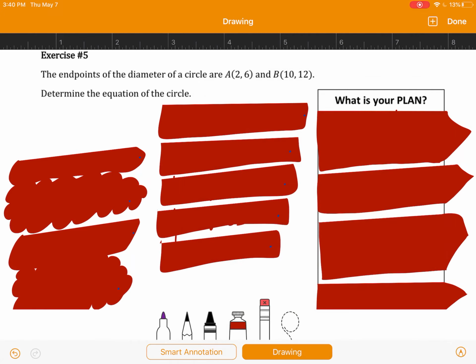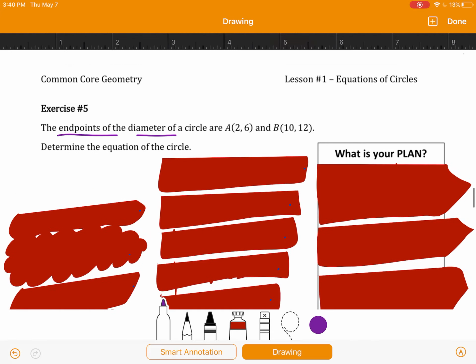So let's take a look at this question. It's asking us to determine the equation of the circle when we're given the endpoints of a diameter. So we know that if we're going to find the equation of a circle, we need two things. We need the center and we need the radius. And they gave us the diameter.